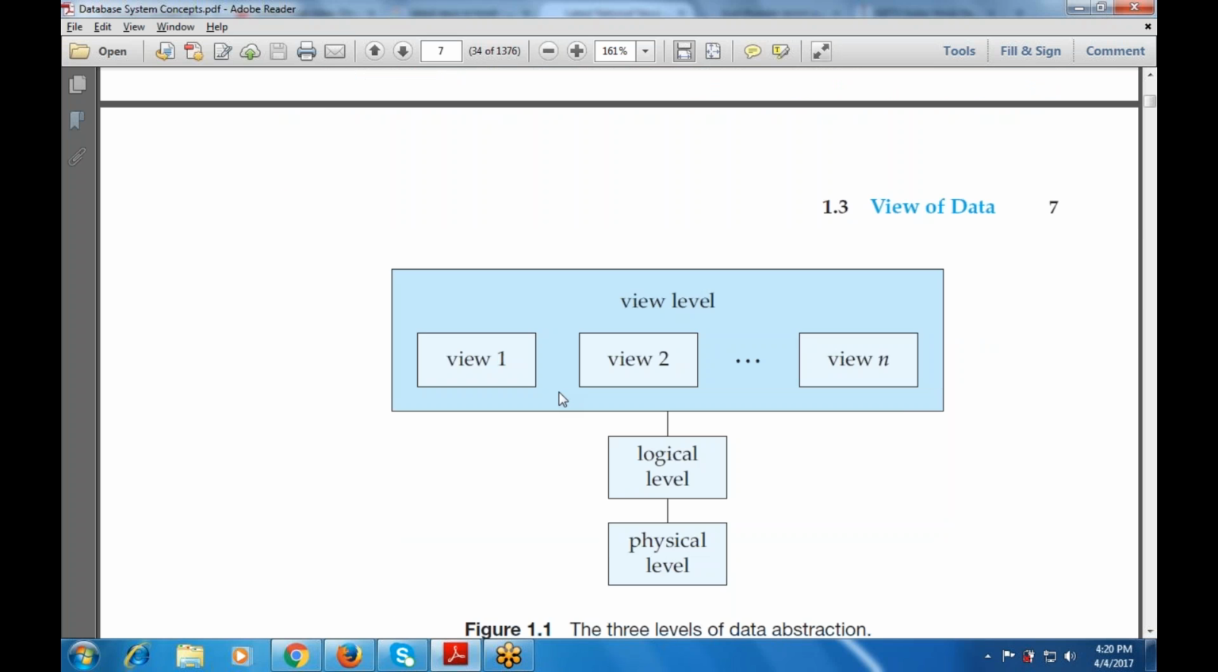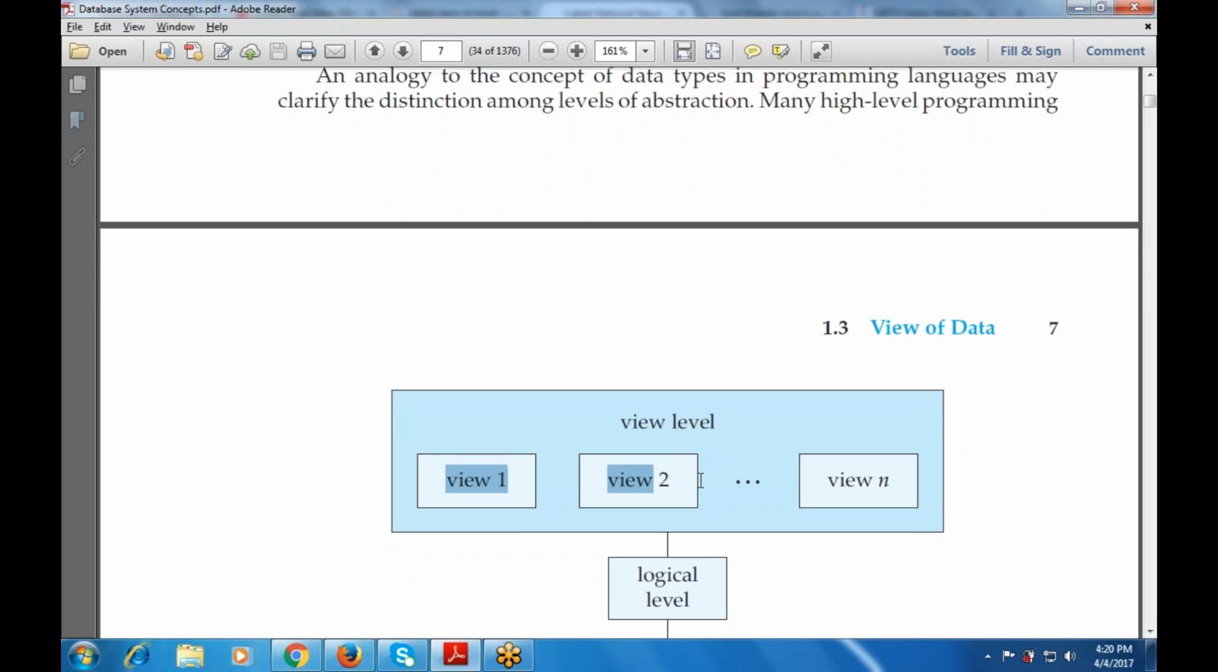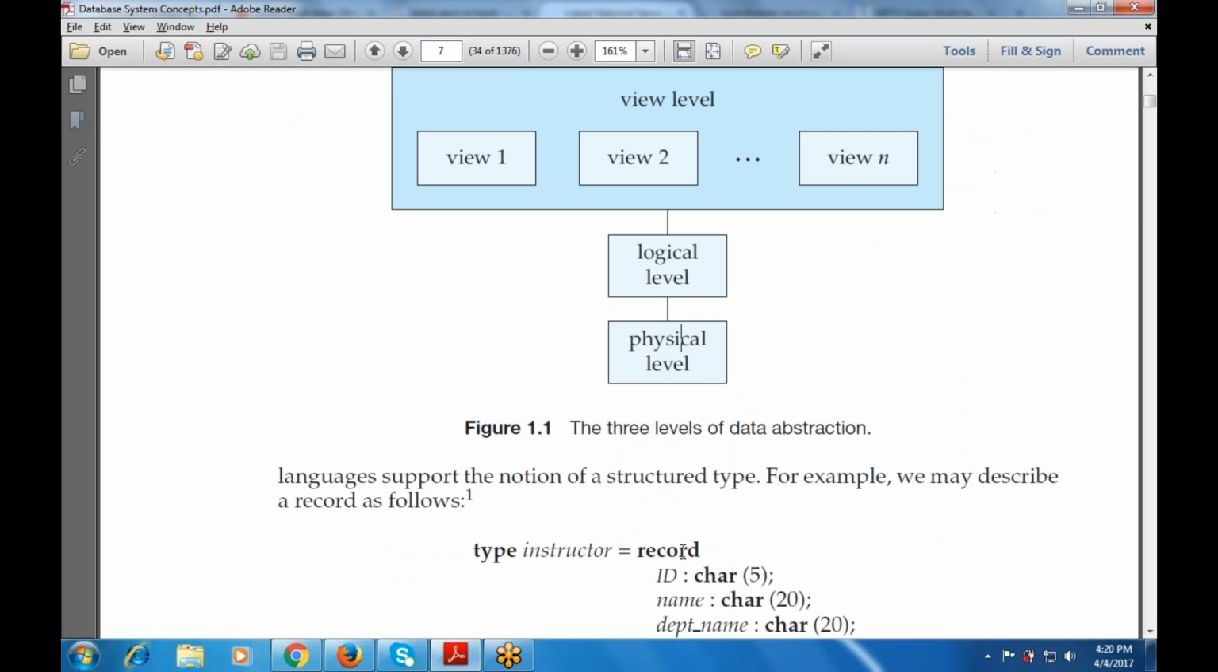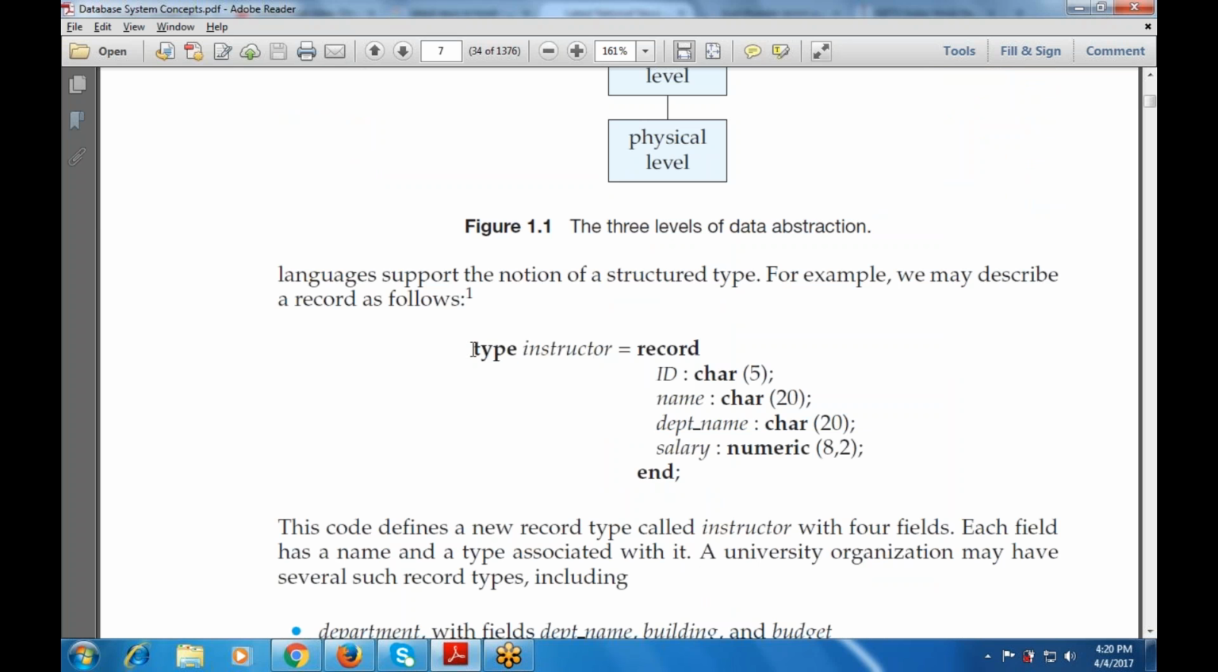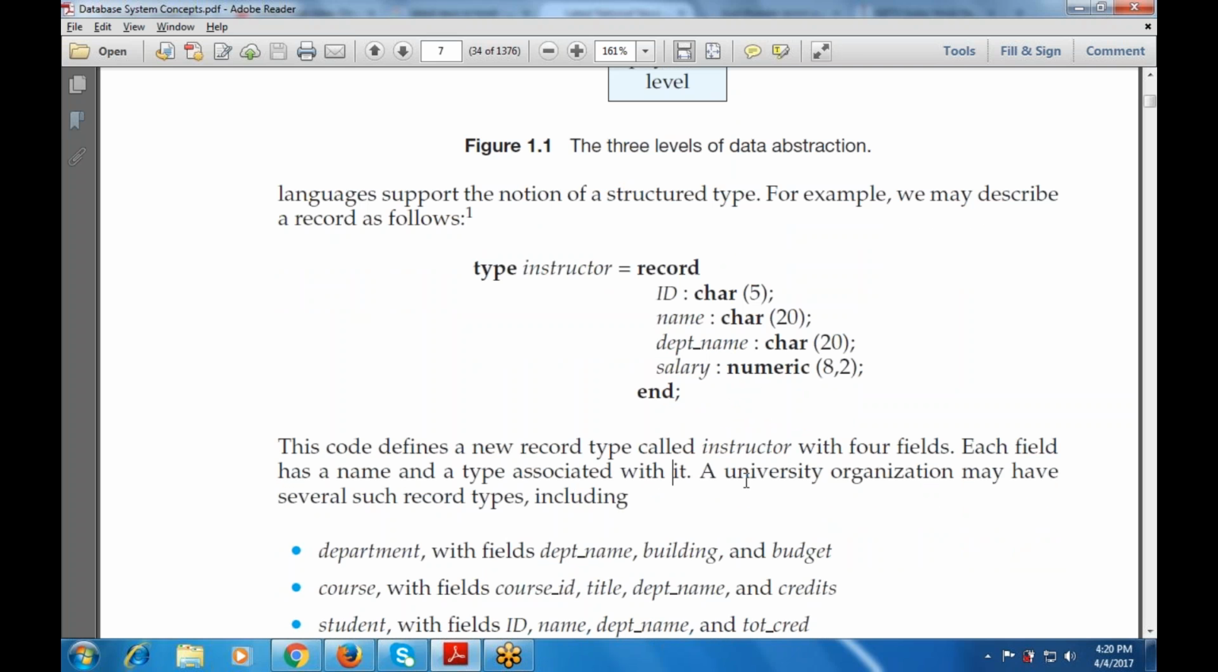The figure shows the various levels. There are multiple views, then the logical level, then the physical level. These are the three levels of data abstraction. This is a type instructor equals record: ID char 5, name char 20, department name char 20, salary numeric 8,2. That means 8 is the integer part and 2 is the decimal part. This code defines a new record type called instructor with four fields, and each field has a name and a type associated with it.